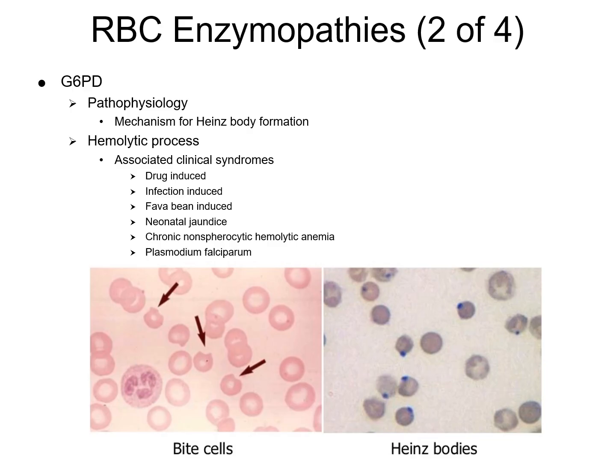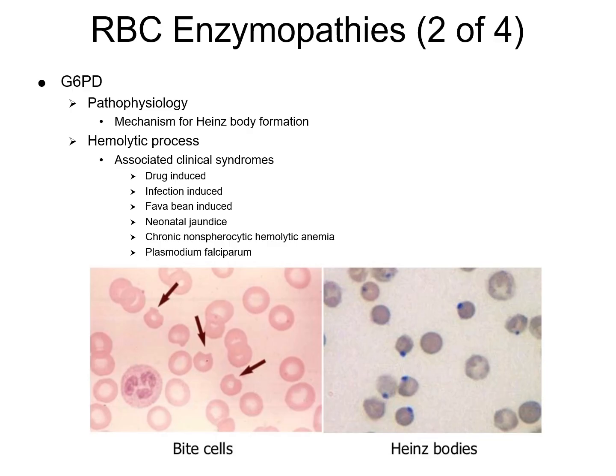Some associated clinical syndromes: we have drug-induced hemolysis. This is caused by certain drugs like antimalarials or sulfonamides. These can trigger oxidative damage, which can cause hemolysis. There can also be infection-induced hemolysis; infections can increase oxidative stress and provoke hemolytic episodes. Fava bean-induced hemolysis: the consumption of fava beans can trigger oxidative damage, which can lead to hemolysis in certain individuals.